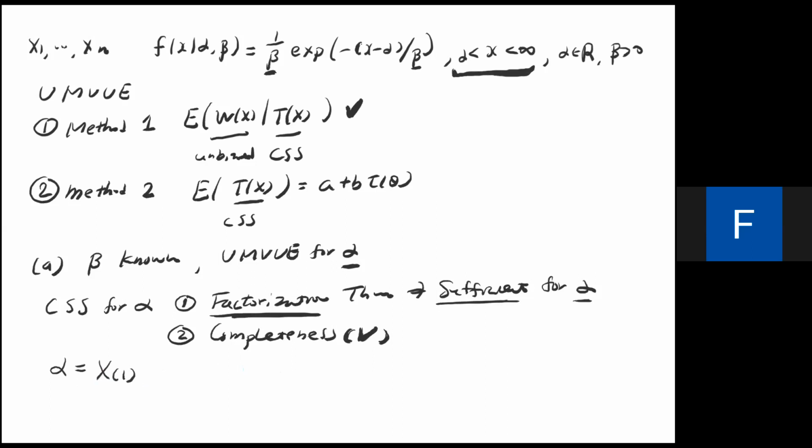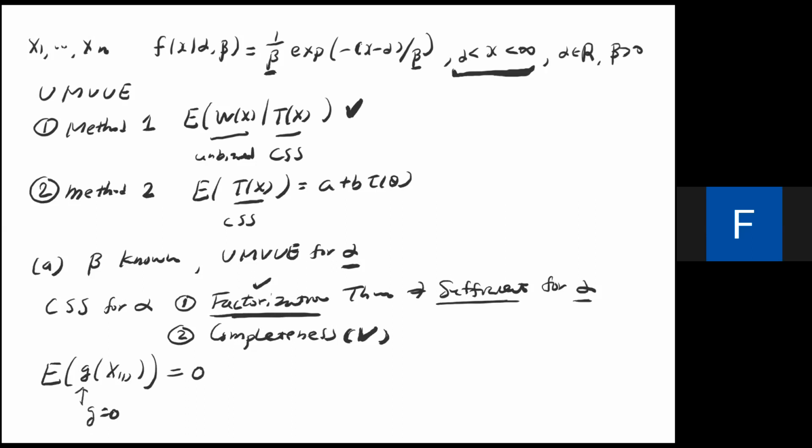Alpha hat is x1. That means x1 is your sufficient statistic. Using the factorization theorem, you will know that x1 is a sufficient statistic for alpha. Then how do I show that x1 is also a complete statistic for alpha? Using the definition. Say a function g of x1 right here. By the definition, the only unbiased estimator of zero is the zero function, so g must be a zero function. That is the definition of completeness.